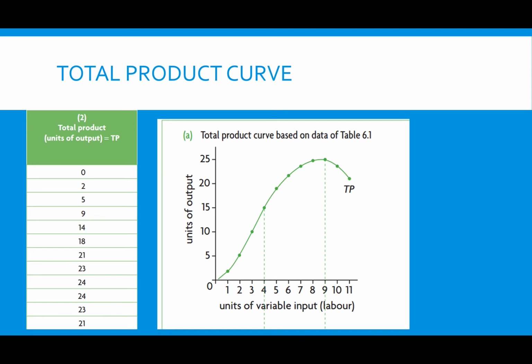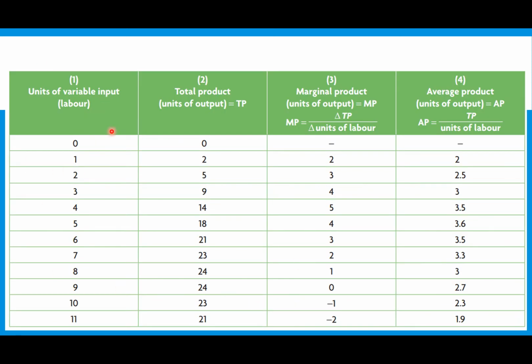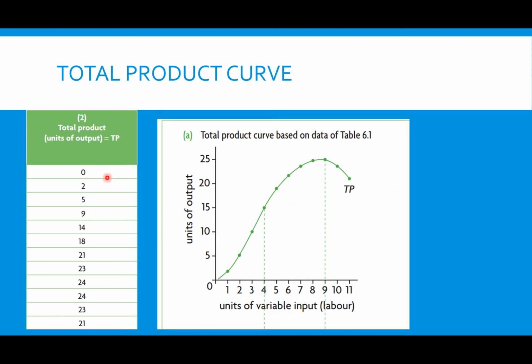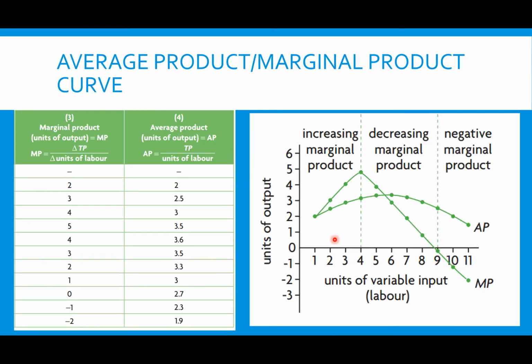Again, for the previous table, this one, we have a column for total product. So let's graph them and see what it's like. If you graph this, it's going to look like this. First, it's going to increase very steeply, but after that it becomes a bit less steep or shallow maybe, and it becomes totally flat, and then it starts to decrease. So this is what common TP curves look like.